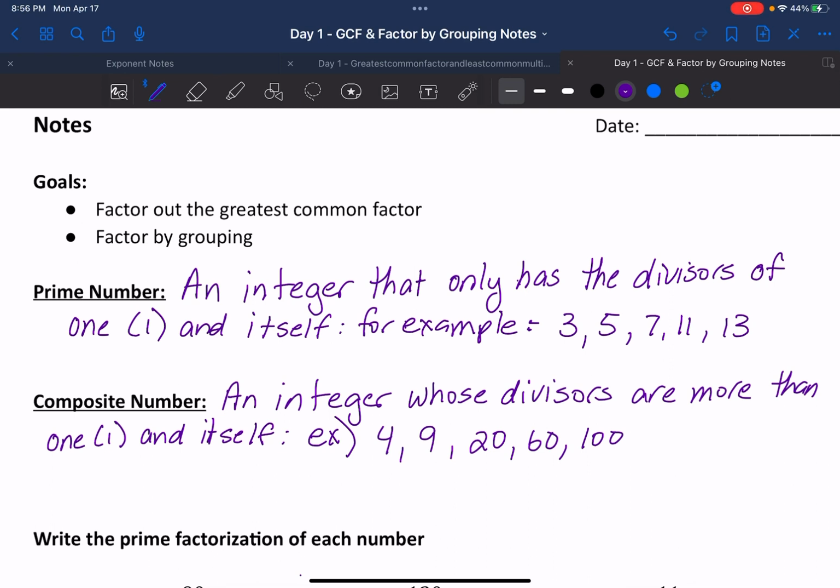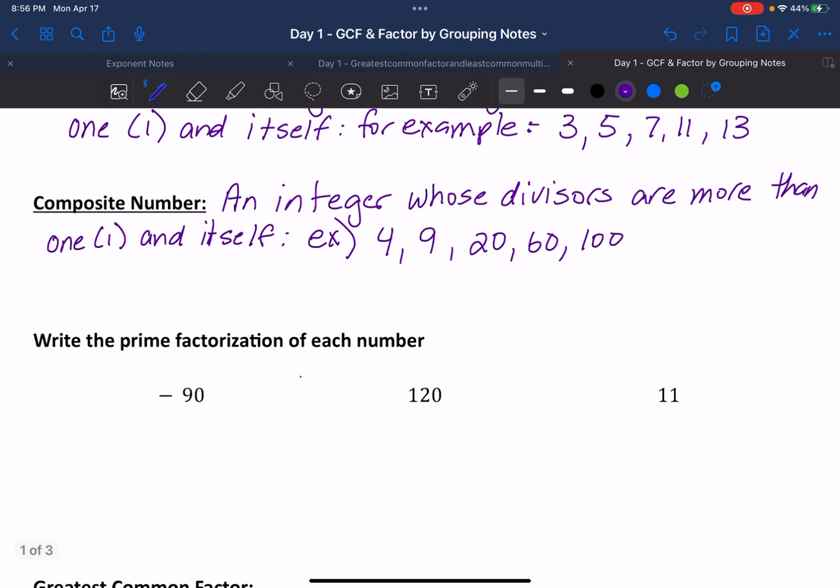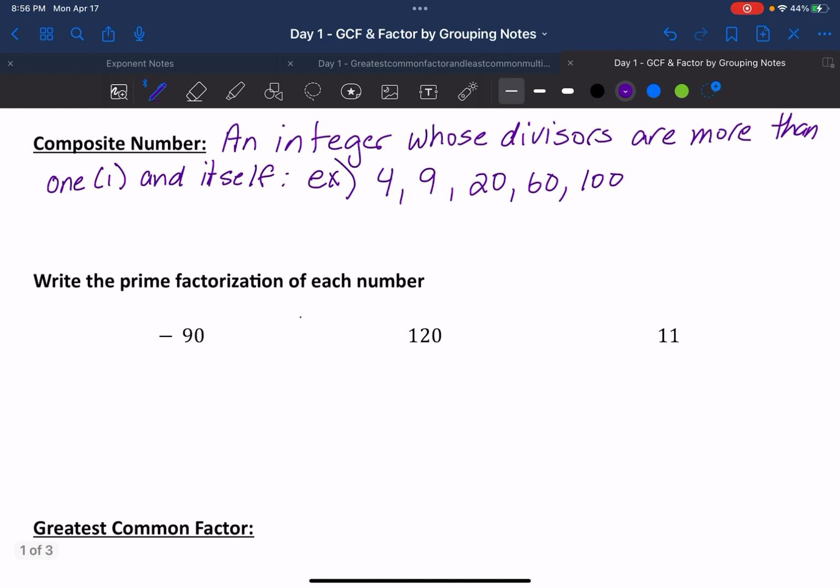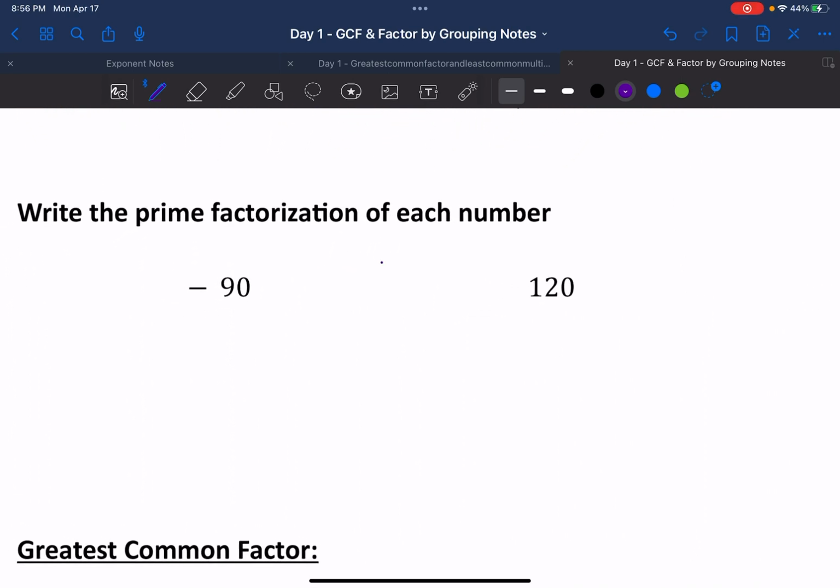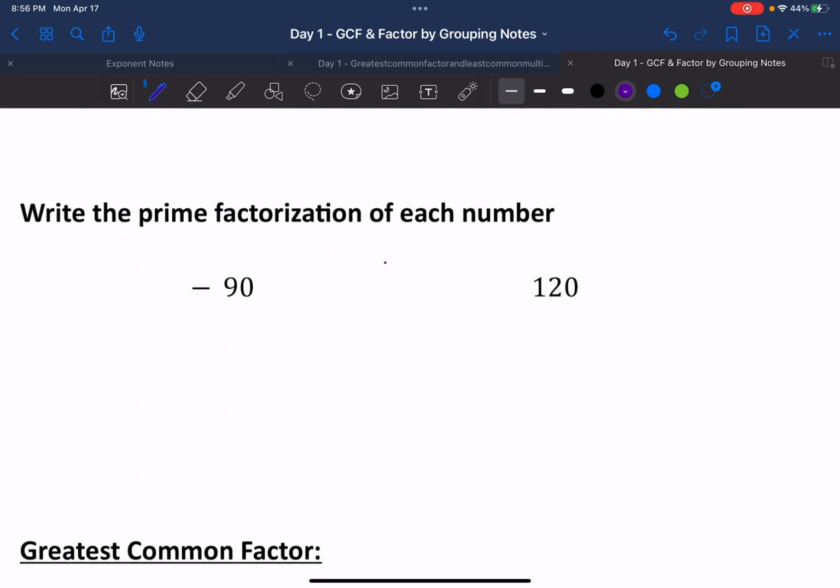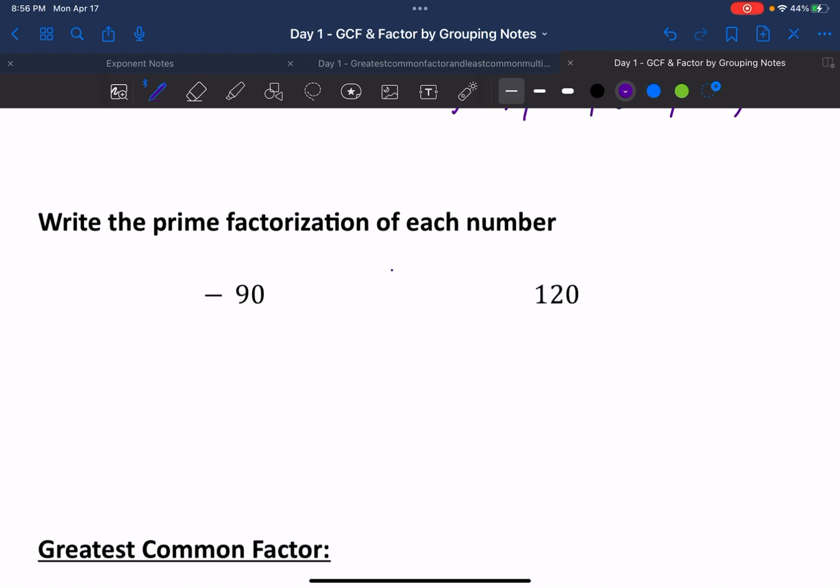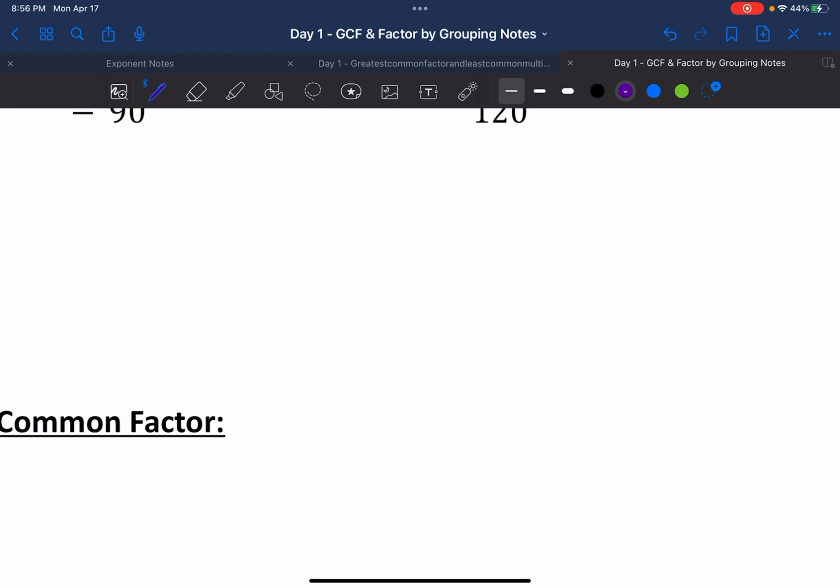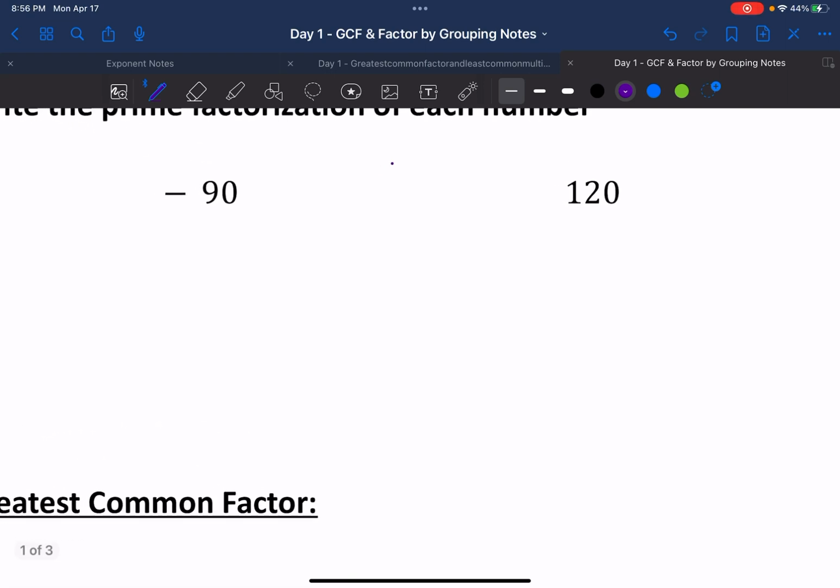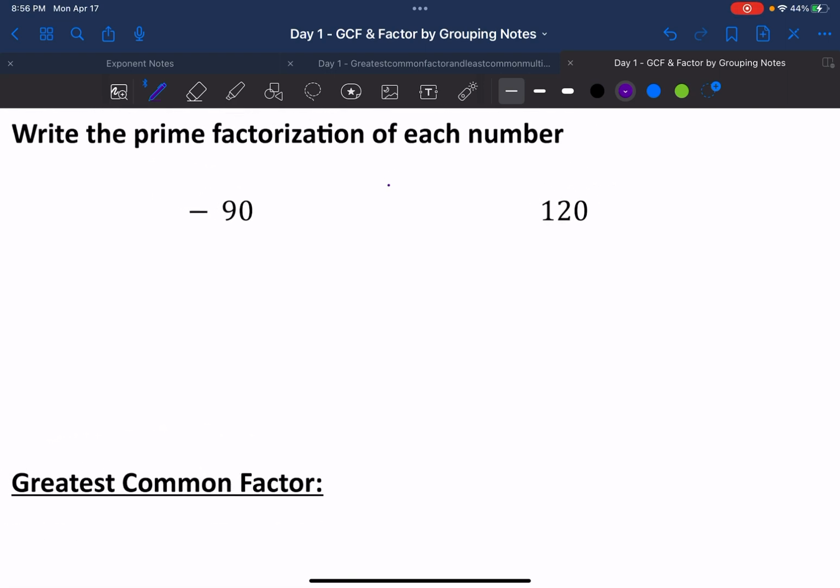All right, so this is going to be a little bit different than what we did yesterday, but it's important, especially for when we get into radicals and breaking down all of these numbers into their parts. And you guys may remember doing something like this, maybe in elementary school or middle school. So let's look at the number negative 90. I'm going to look at that and say, okay, I can split that out, and feel free to write yourself a little decision tree, okay?